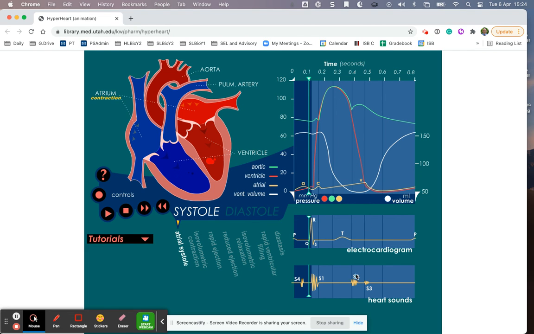Okay, so your final piece of work here is to take this and equate it with the electrocardiogram and the heart sounds. What are the S1 and S2 heart sounds? What do they correspond to? What's happening in the heart? Okay, all right.